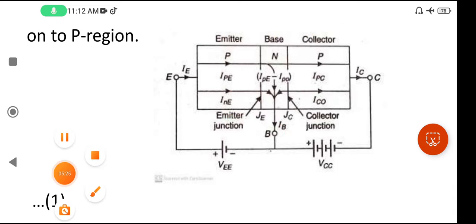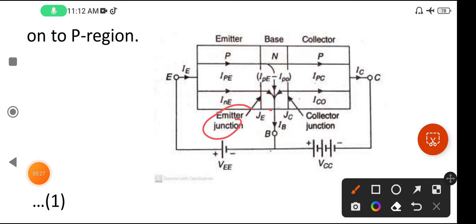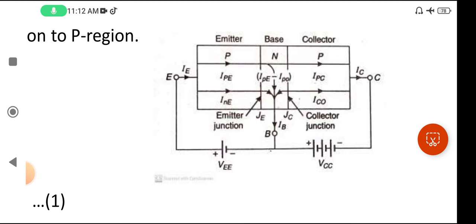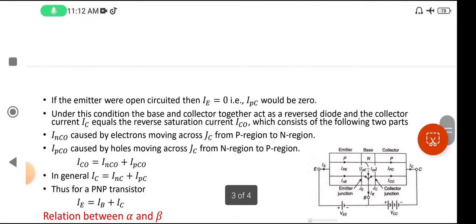And see here one thing, the emitter junction is JE, once again the collector junction is JC. This side is IB current, IC current, IE current, and it is IC current. These are the batteries.